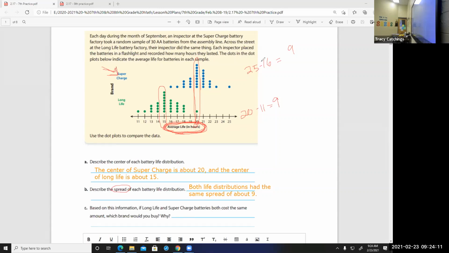Out of green or the blue, which one is closer on the right side? So which one do I need to buy? Why the blue? And how do I know it lasts longer? So then I would say, I would buy supercharged because they last long. They are closer to the right side of the graph. Or in other words, you should know they have higher numbers. That's an easy way to determine they must be the best.